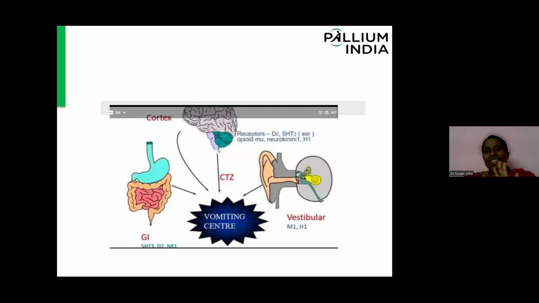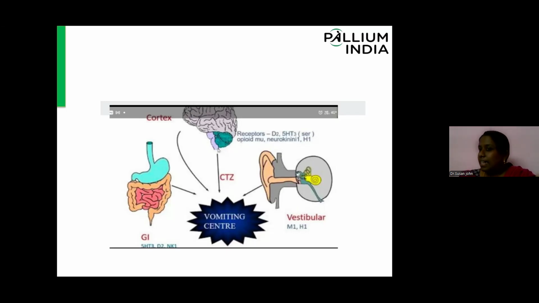Now we are coming to the mechanism of action of vomiting. If someone has vomiting, something is happening in our brain. We have a vomiting center in our brain, that is in the medulla. When the vomiting center becomes activated, the vomiting will happen. So how will the vomiting center activate? There are four main areas which will send signals to the vomiting center, and that will stimulate the vomiting center, resulting in vomiting.